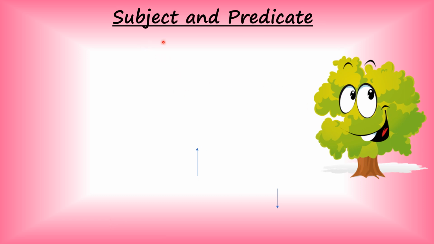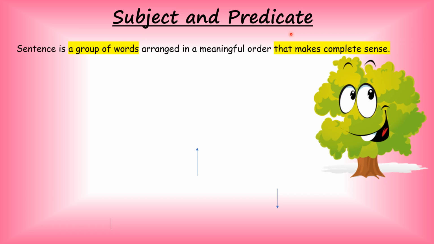In the same way, children, a sentence is also made up of different parts. Okay, so what are those parts? Subject and predicate. In this lesson, we will be learning about subject and predicate and why it is important. As we all know, a group of words arranged in a meaningful order that makes complete sense is called a sentence. And this sentence is made up of two parts. What is that? Subject and predicate.